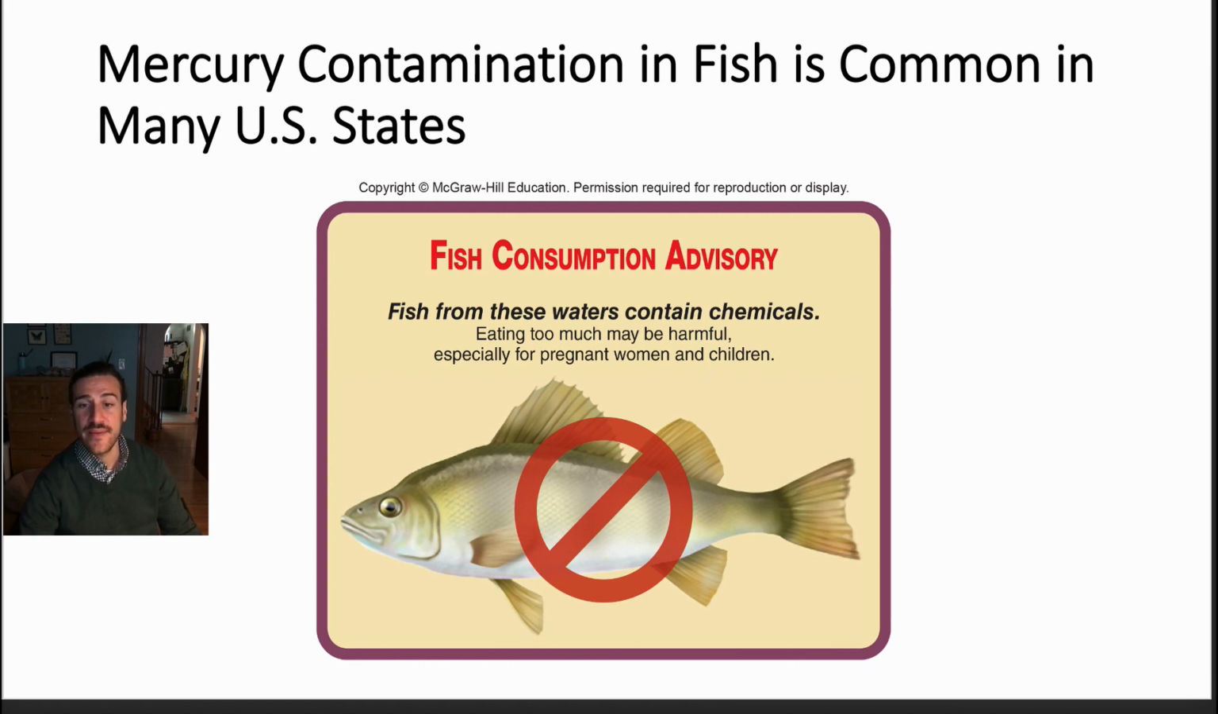So mercury contamination in fish is common in many parts of the United States. There are commonly signs like this where people fish, fish consumption advisories. Fish in this area contains chemicals. Eating too much of it might become harmful, especially for pregnant women and children.